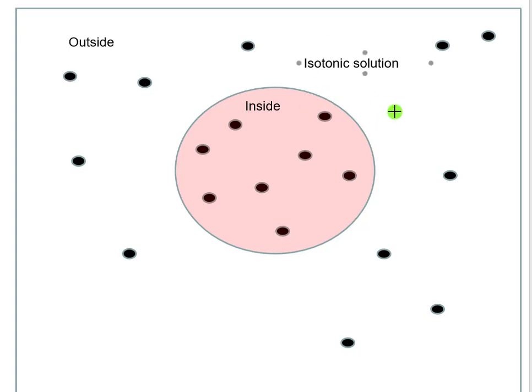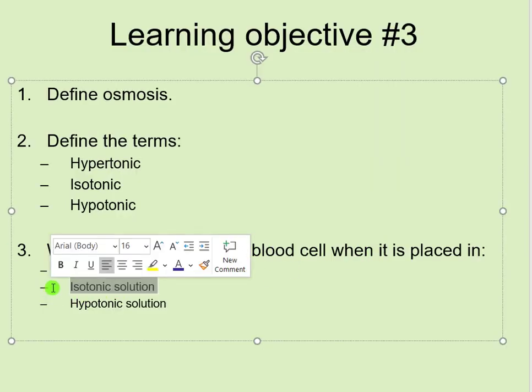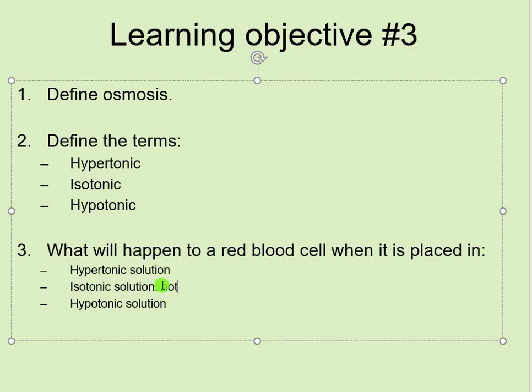And you might say, well, there may be a little bit of water coming in, and you know what? There may be a little bit of water, similarly, that is going out. But in the big scheme of things, there is no net movement of water, and so that's it. So what's your answer to the question? What will happen to a red blood cell when it is placed in an isotonic solution? And your answer is nothing. Nothing happens at all. There is no net movement of water.